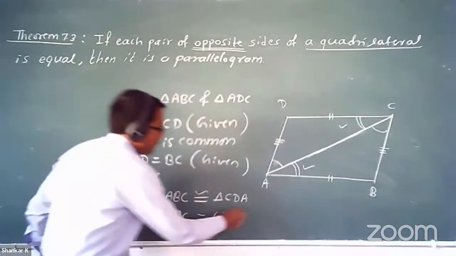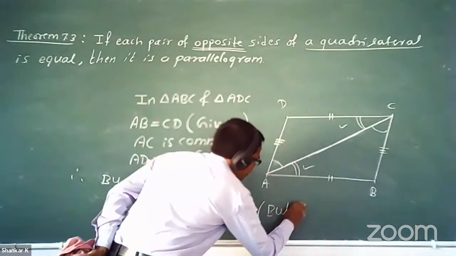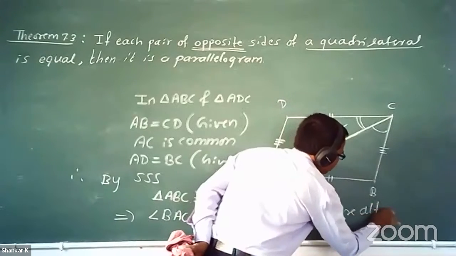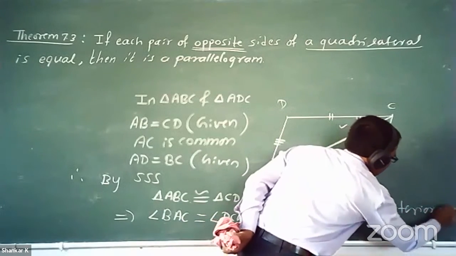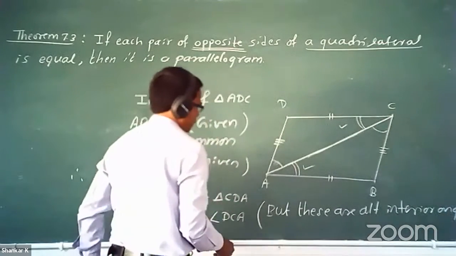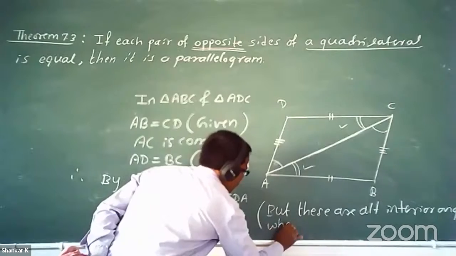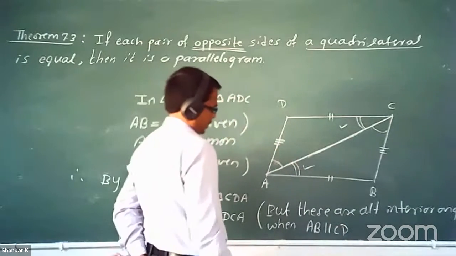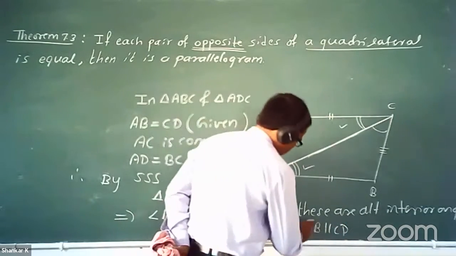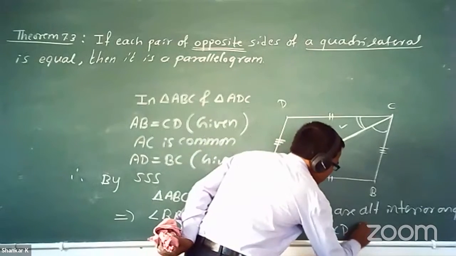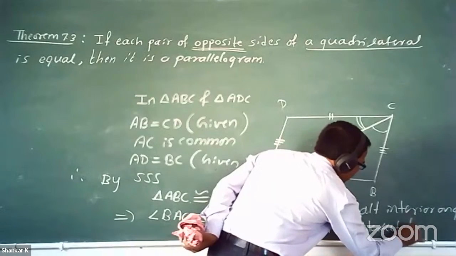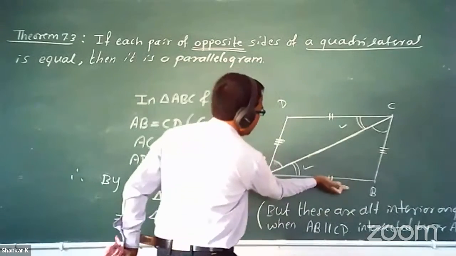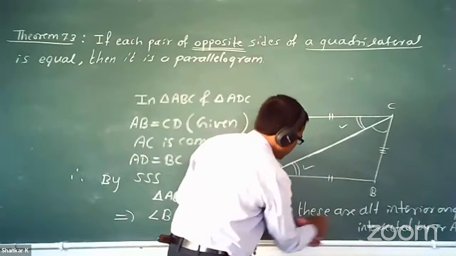These are alternate interior angles when AB is parallel to CD, intersected by transversal AC.